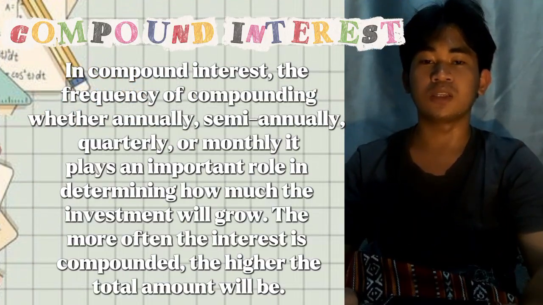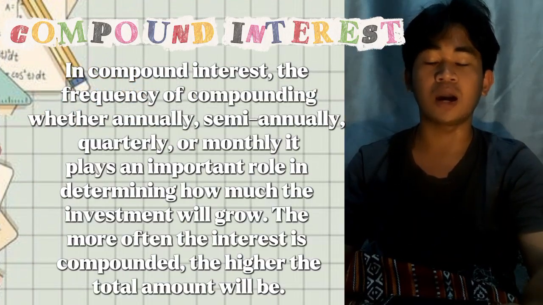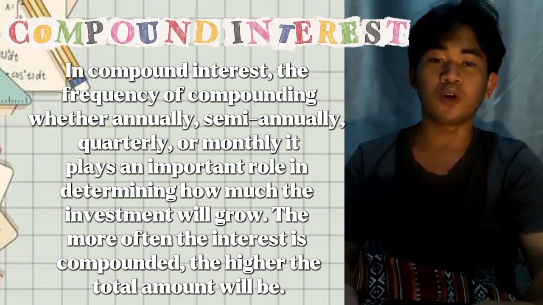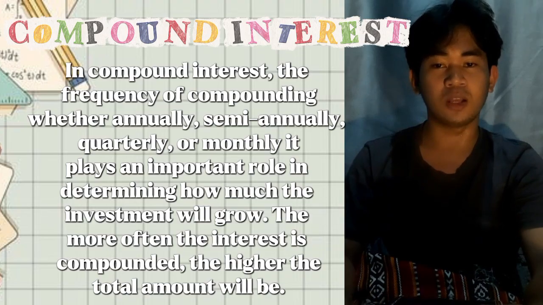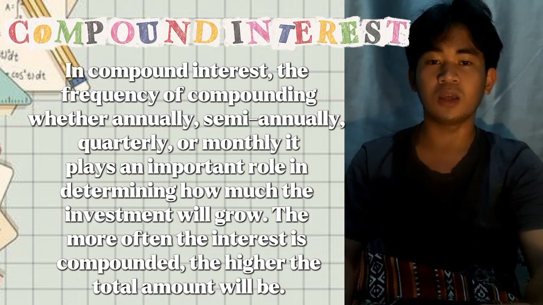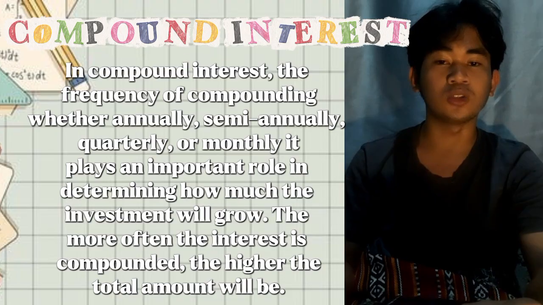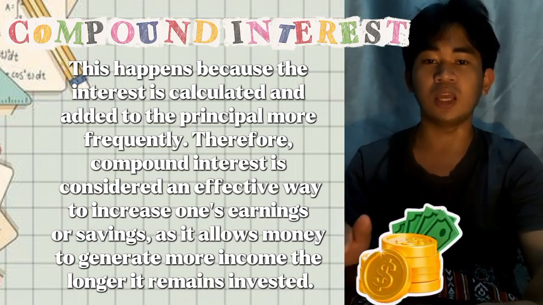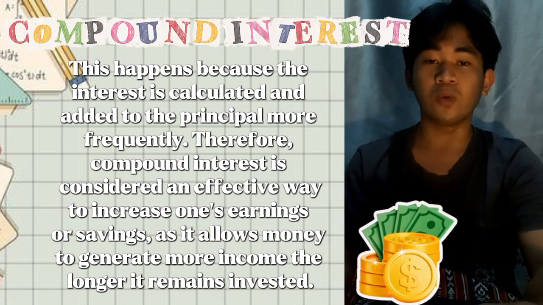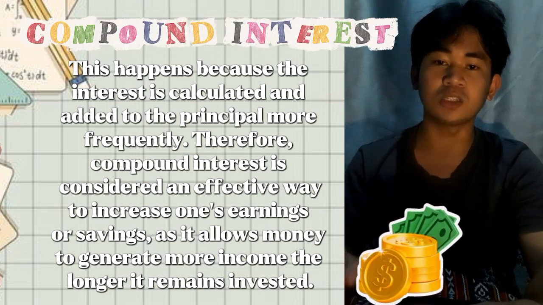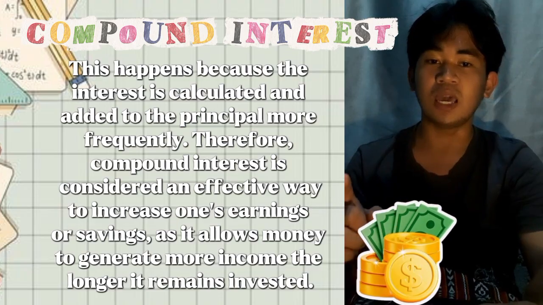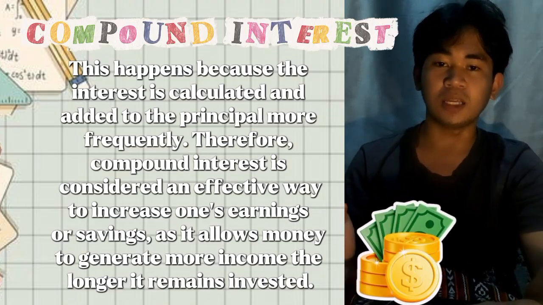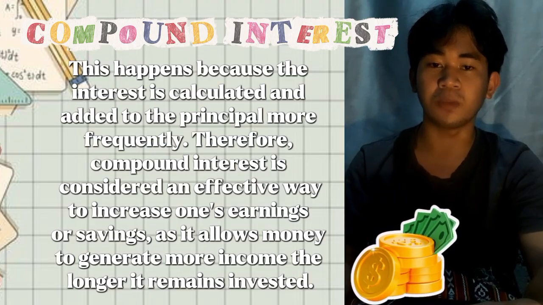In compound interest, the frequency of compounding, whether annually, semi-annually, quarterly, or monthly, plays an important role in determining how much the investment will grow. The more often the interest is compounded, the higher the total amount will be. This happens because interest is calculated and added to the principal more frequently. Therefore, compound interest is considered an effective way to increase one's earnings or savings, as it allows money to generate more income the longer it remains invested.